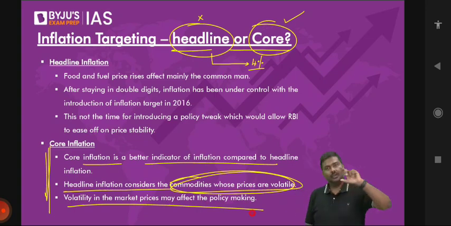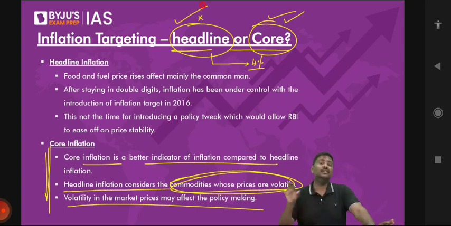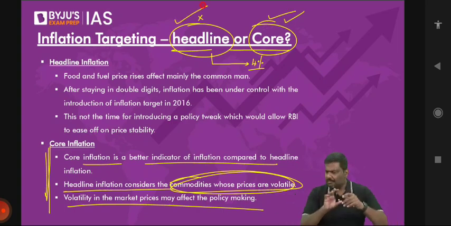But are we using core to decide? Are we using core to make policies now? No, it is still headline inflation. We are still using headline CPI inflation itself. Why are we using headline? Point number 1. We have used headline inflation as a target between 2016 to 2021.